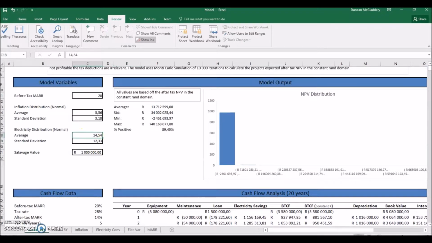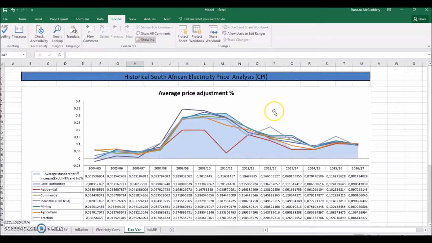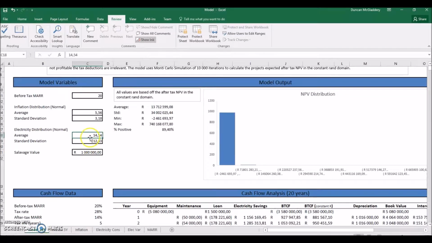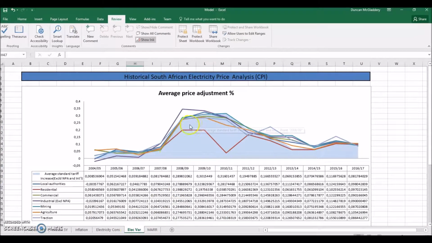However, I don't believe that this is going to be a true reflection of what's going to happen in the future. And the main reason for that is that I feel that this period really skewed the results. So I'm going to assume that the price of electricity is going to be closer aligned with that of inflation. And there are two reasons for that. One is that this period over here kind of skews the results.